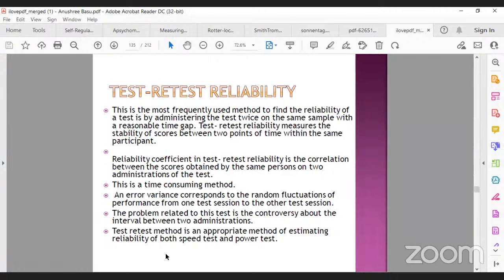Have you ever administered a Wechsler adult intelligence test? No, ma'am. Okay. Are you aware of SPM? Yes, ma'am. What kind of test is that? Power test. Right. Then how would a speed test look like?